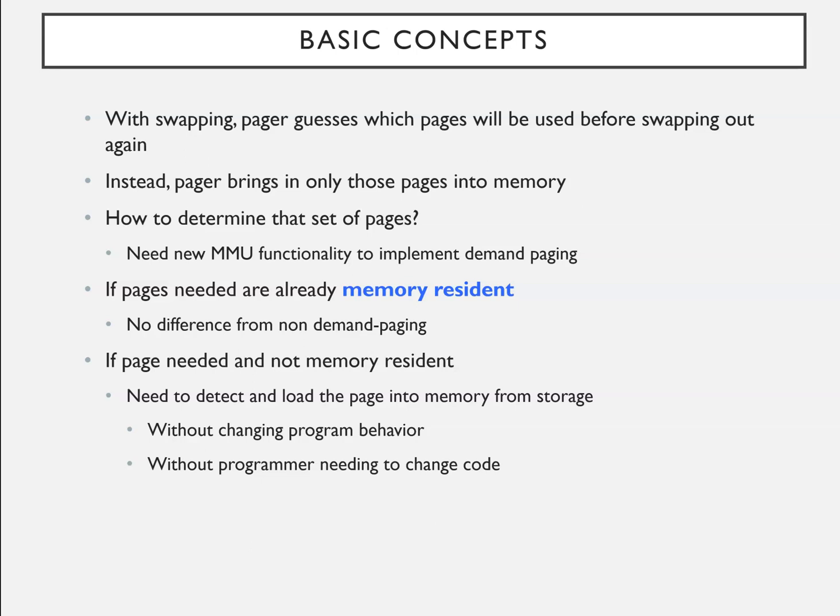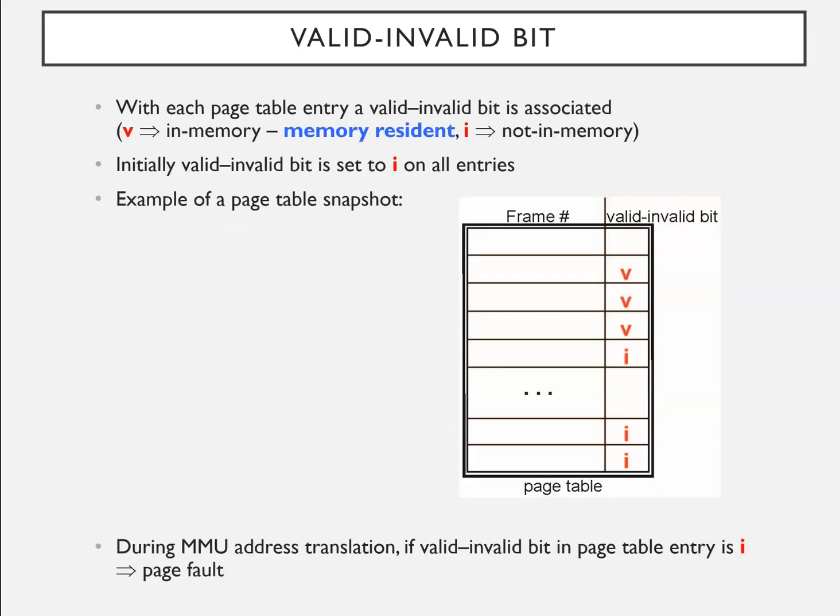Well, we'll need new functionality to implement demand paging. If pages needed are already memory resident, then we don't treat it any differently than non-demand paging. If pages are needed and not memory resident, we need to detect and load the page into memory from storage without changing program behavior and without having to change the code. And that's the key part, without having to change the code. So with each page table entry, a valid-invalid bit is associated.